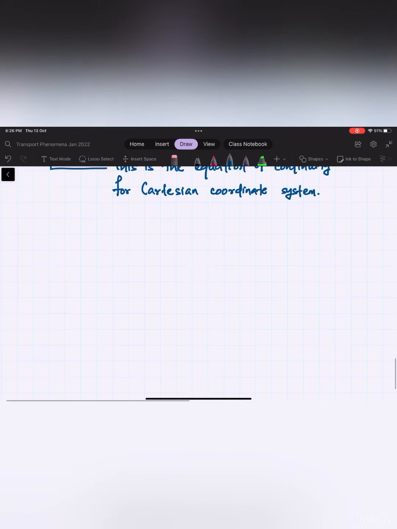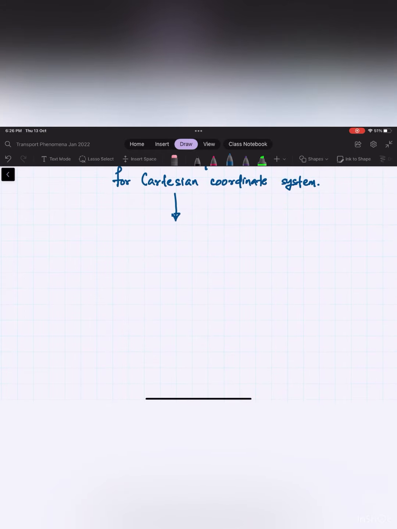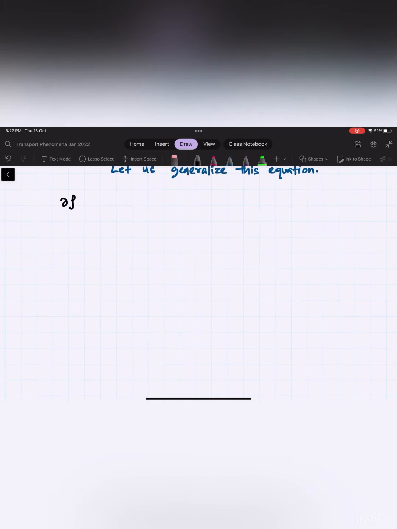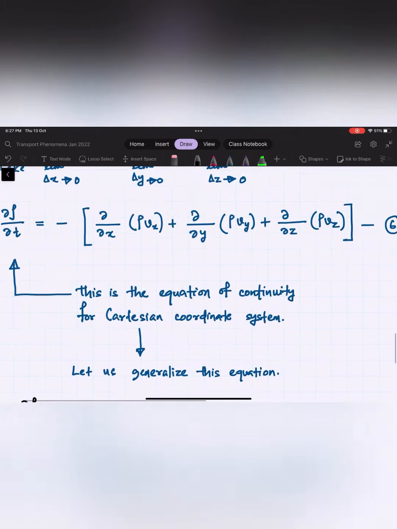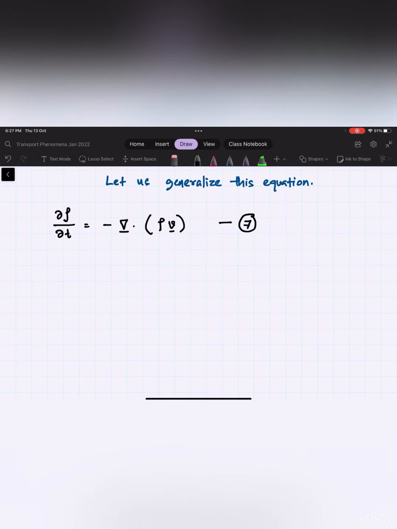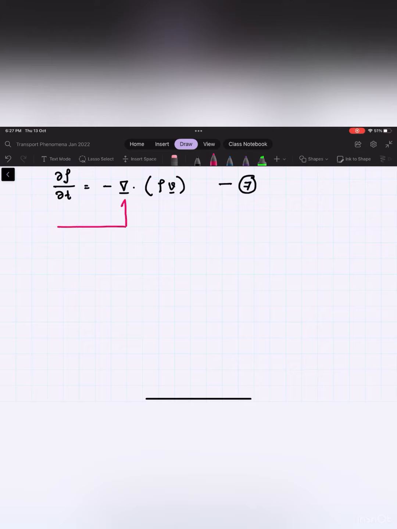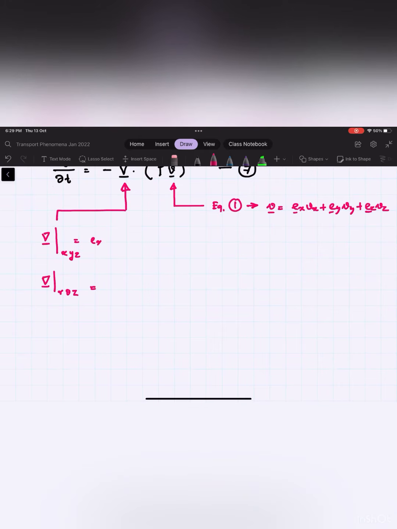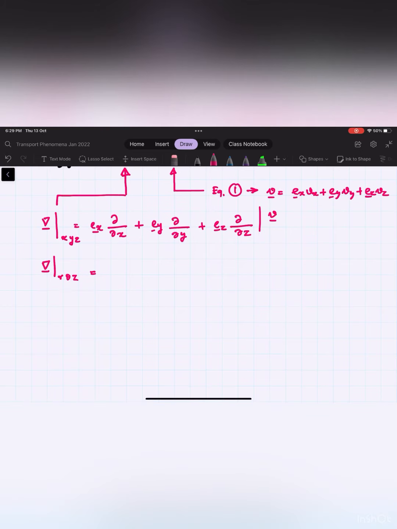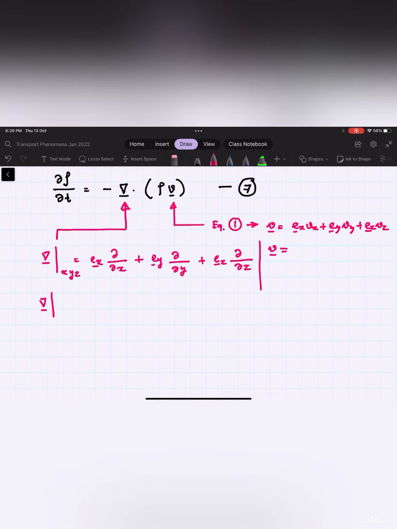Let us try to write this equation in terms of coordinate independent form. Let us generalize this equation in terms of vector form. That will give us dou rho dou t equals minus del dot rho v. If you look at that, that's equation number 7. Now in this equation, del dot rho v, let us see what this del is, and that v we already have before. So v, as you know, is ex vx plus ey vy plus ez vz. Del is ex dou dou x plus ey dou dou y plus ez dou dou z, which is the differential operator in the x, y, z coordinate system. That's the Cartesian coordinate system.